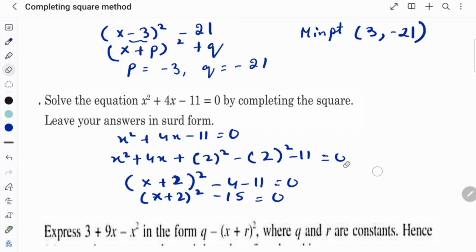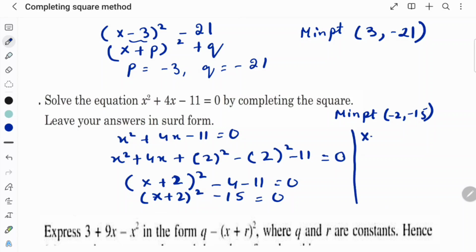If they are asking you not to solve, then the turning point or the minimum point will be (−2, −15). Now I'm going to solve also. So what do we do? How do we solve it?